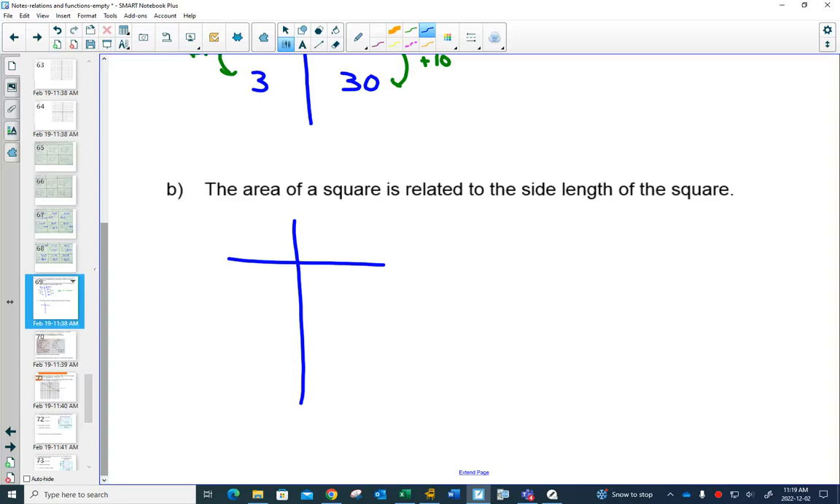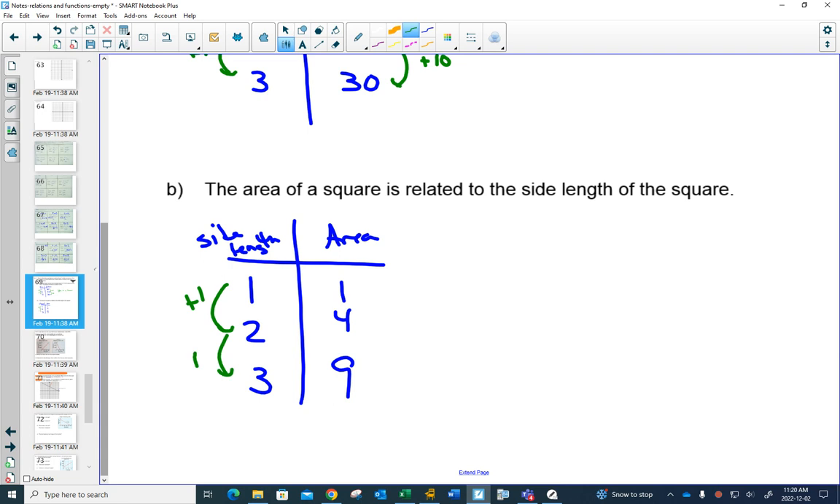The area of a square is related to the side length. So the area depends on the side length. So we would put side length here, area here. If the square has a side length of 1, what's its area? 1. If it has a side length of 2, what's its area? 4. If it has a side length of 3, what's its area? 9. Do you see that you have enough to check now?